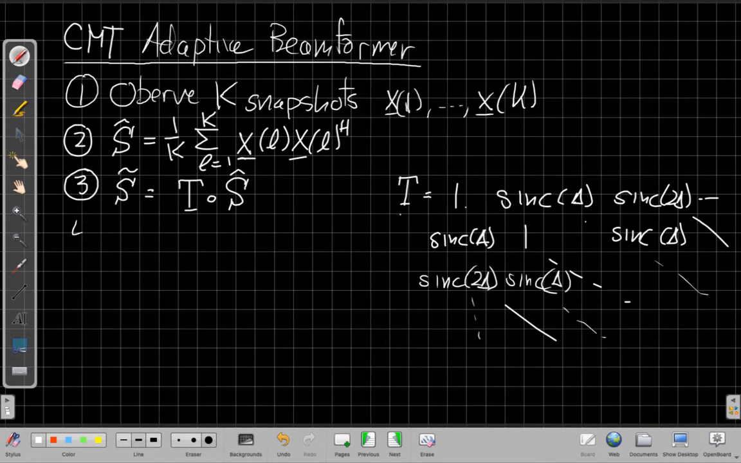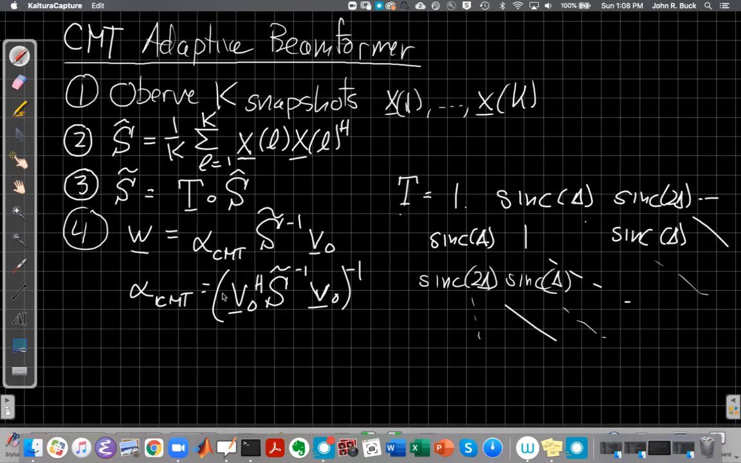Then the next step is to compute our weight vector. The direction of the weights is determined by S tilde inverse V naught, and then this alpha out front is just a constant to set the gain to be 1 in the look direction of V naught. So it's V naught Hermitian, S tilde inverse V naught. This is the way we would do it. And in practice, as I mentioned, the Guerci paper tells you how you can choose T to both include the sinc term and also include some diagonal loading at the same time to get the good properties of that.